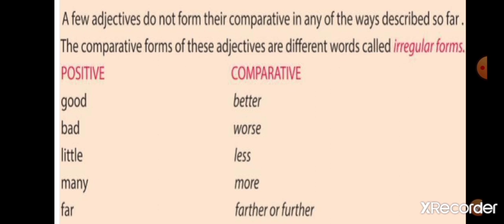Okay, so here both the words are different. Good, the comparative is better. Here both the words are different. They are called irregular forms. Bad, worse. Little, less. Many, more. Far, further.